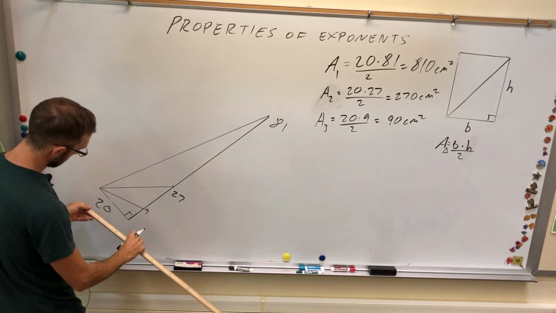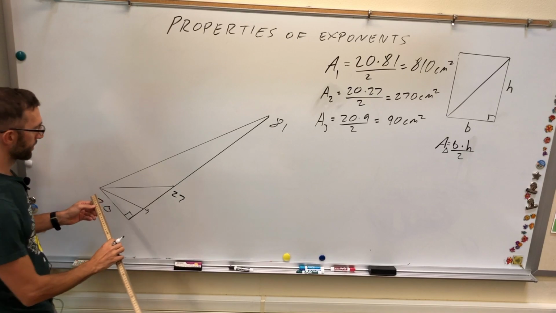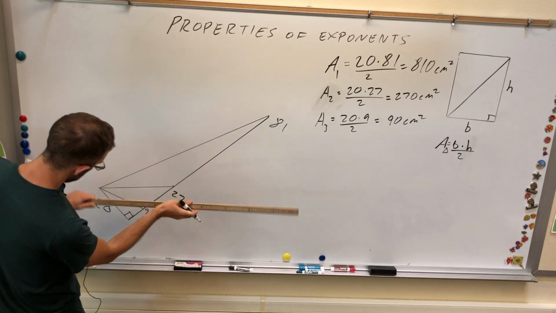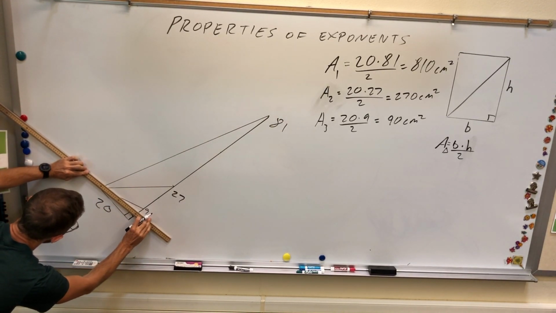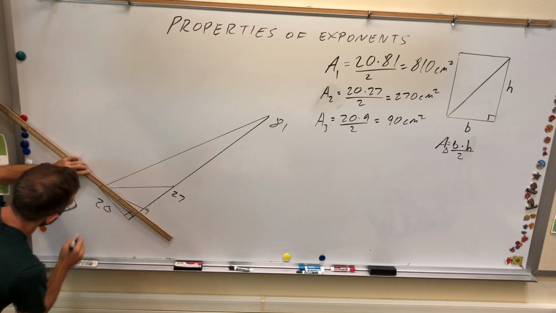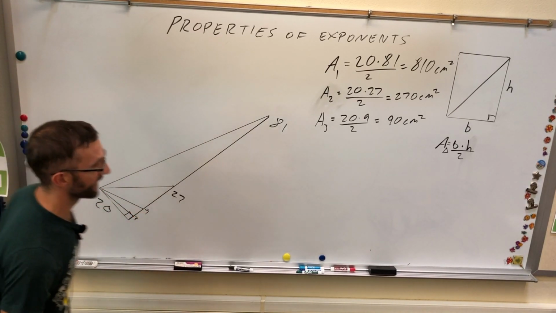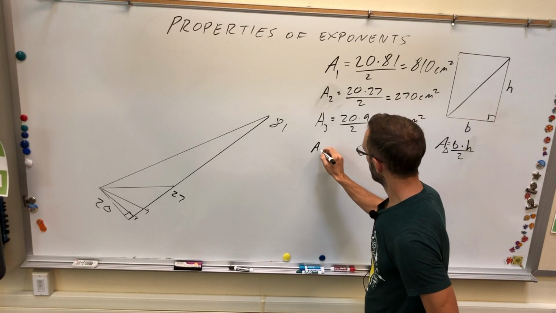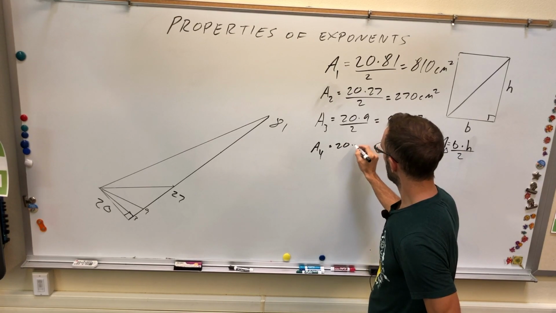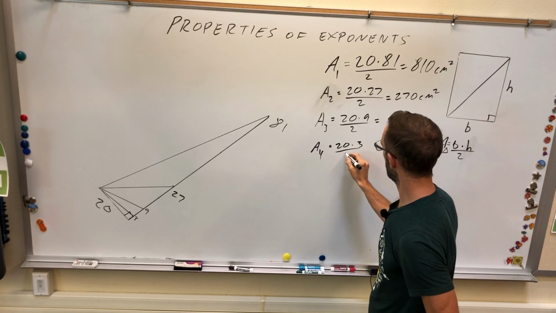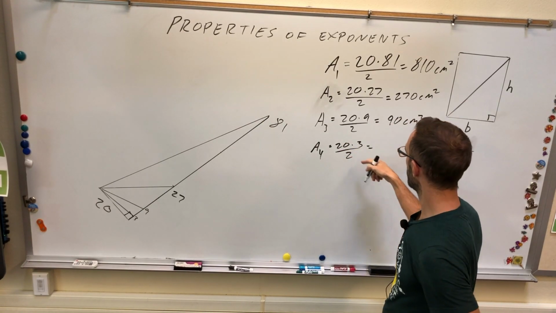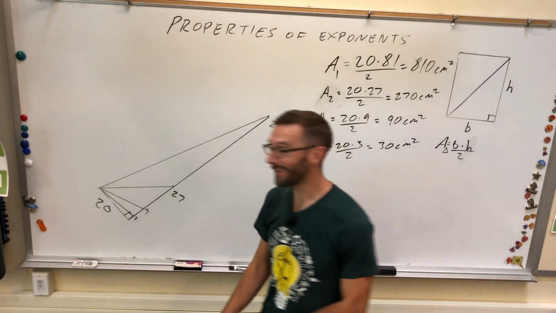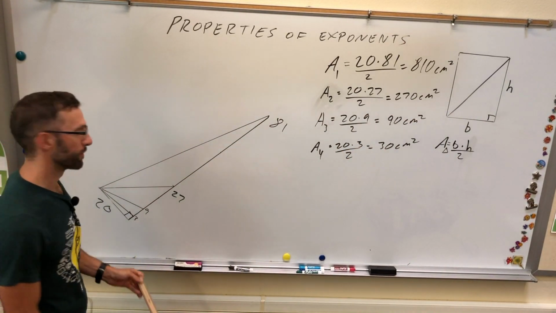Let's keep going. A third of 9 is 3. Oh boy, look at that. So that's 3 centimeters. Really getting short really quick. So the fourth area is 20 centimeters times 3 centimeters over 2. 20 over 2 is 10 times 3 is 30 centimeters squared. Let's keep going. A third of 3 is 1.